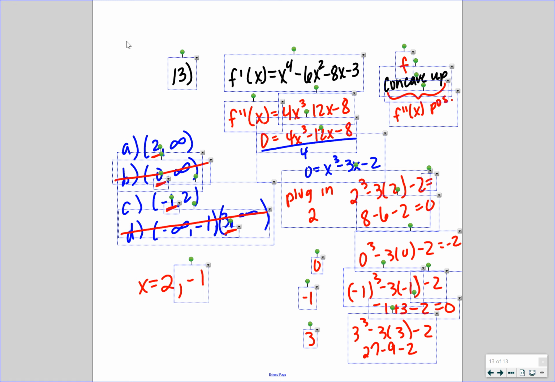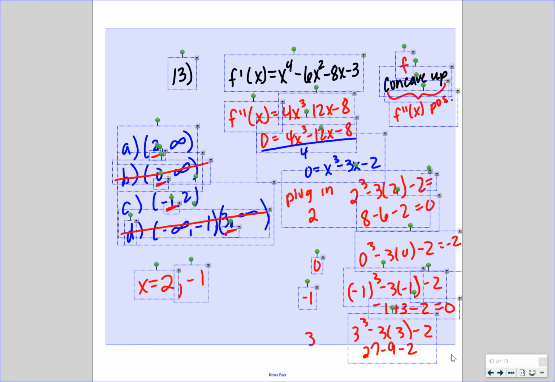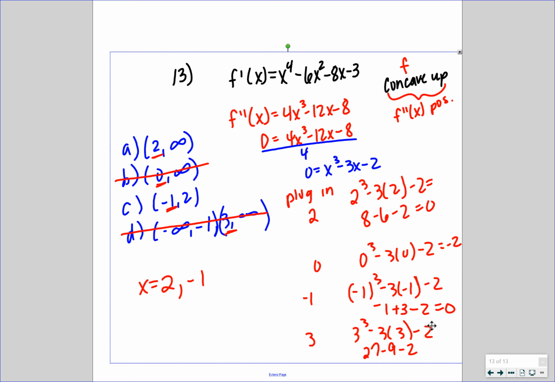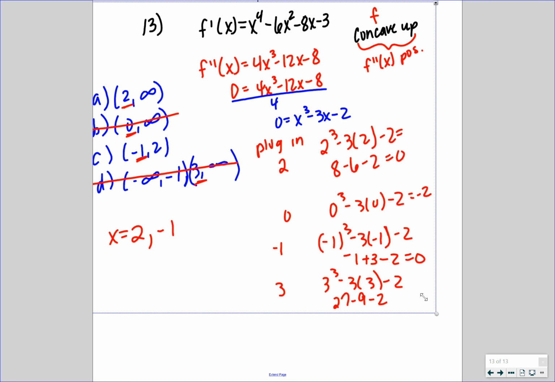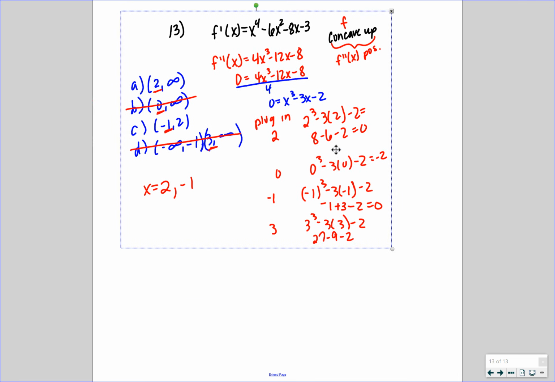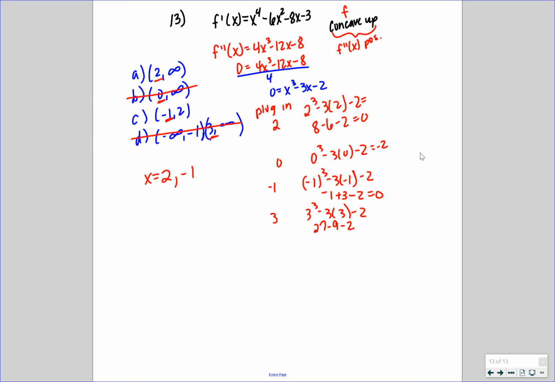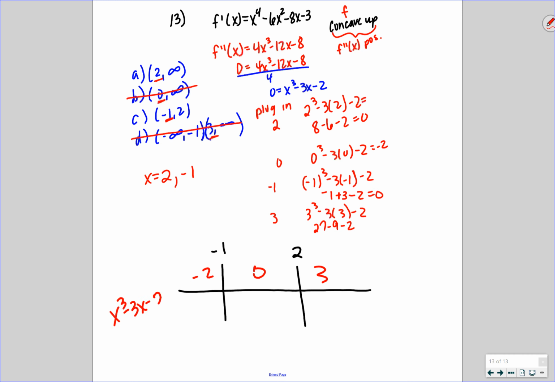All right, so now that I have determined what my critical values or points of inflection are, make a sign chart and see where it's concave up. So my possible points of inflection are 2 and negative 1. So negative 1, 2, choose numbers around them, negative 2, 0, and 3. And I'm plugging it into my second derivative, which is x cubed minus 3x minus 2. Wow, okay, no, I did that right. I almost cried and thought that was an 8.